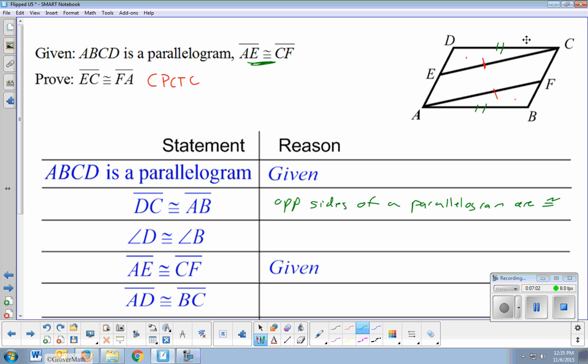But how about opposite angles congruent? This angle congruent to this angle, it's not helpful for the triangles, but angle D and angle B, those are helpful for the triangles. Those are angles of my triangles. So that's my next statement here, and my reason is opposite angles of a parallelogram are congruent.